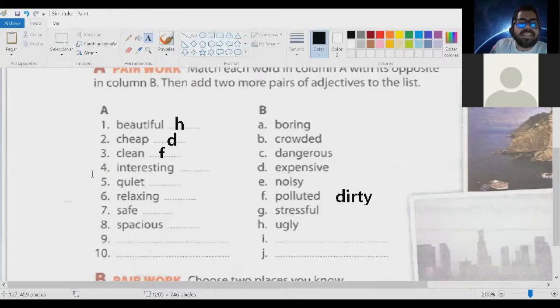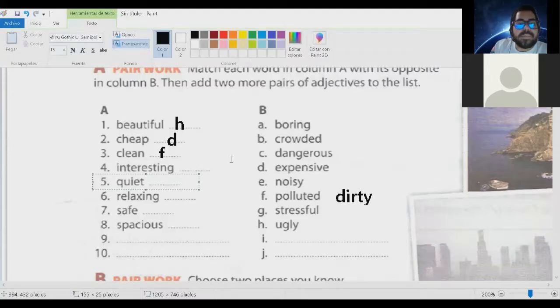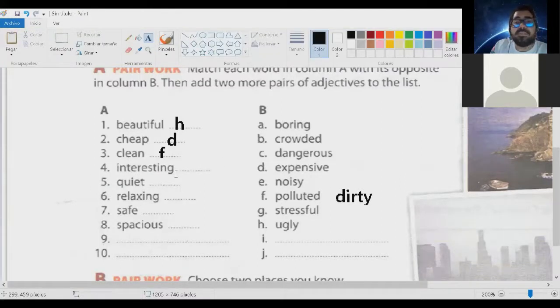Okay. The next one, guys, is quiet. Yo sé que dan ganas de decir quiet, but no, guys, we say quiet. So look at this. We have interesting, and then we have quiet. Quiet place, guys, because remember that we're talking about places or cities or towns. Quiet means, guys, like calm, like in silence, okay? Quiet place. So if a place is quiet, what is the opposite of quiet?